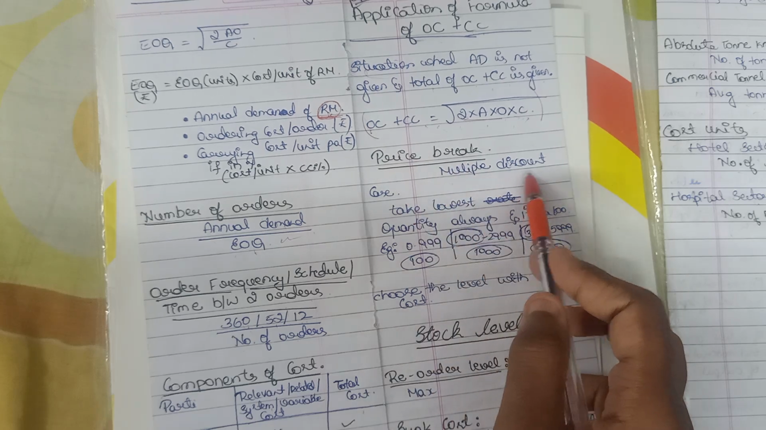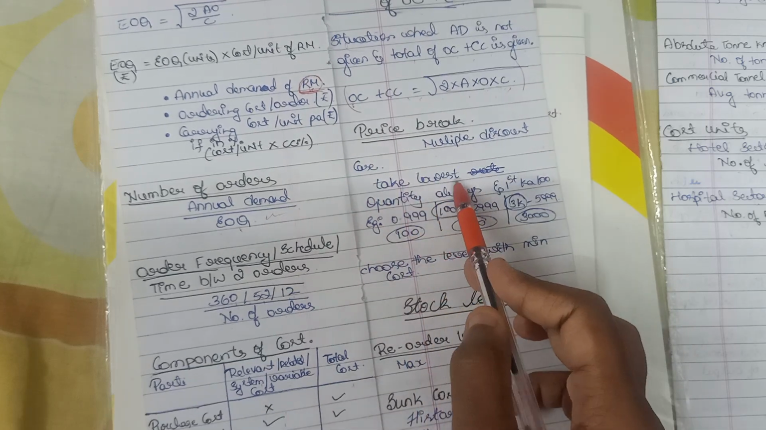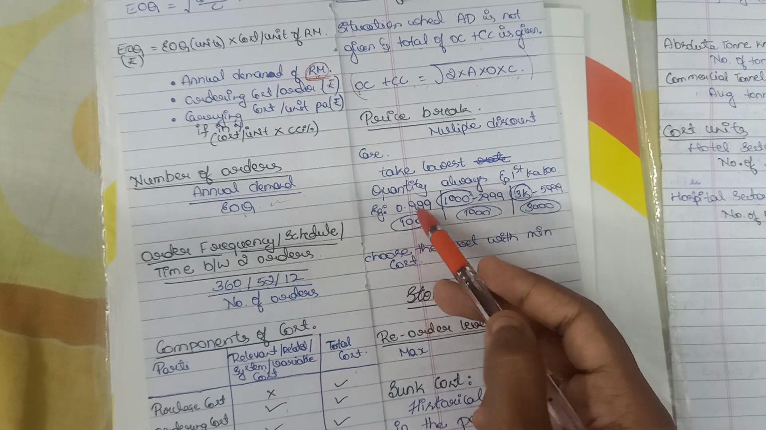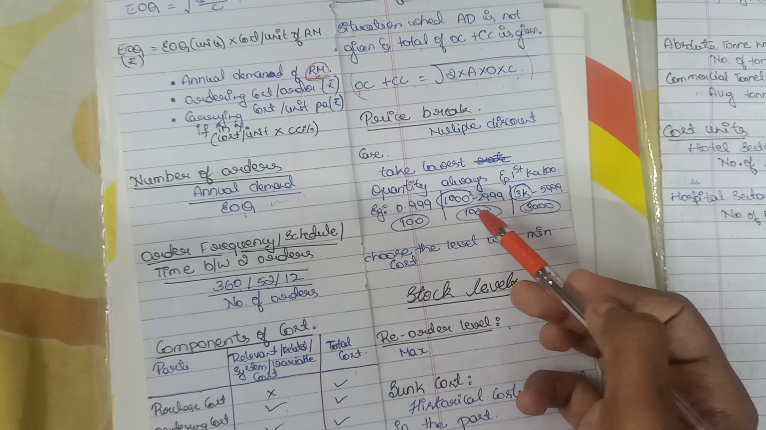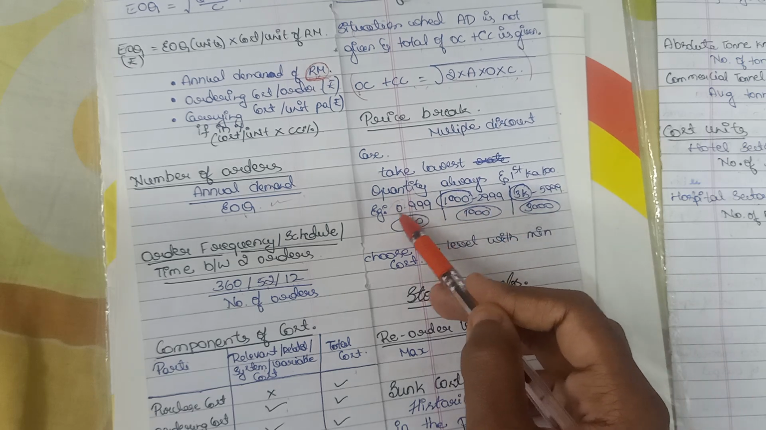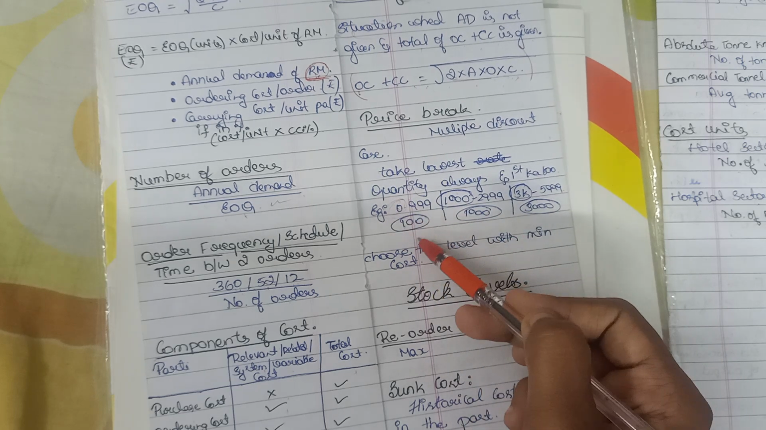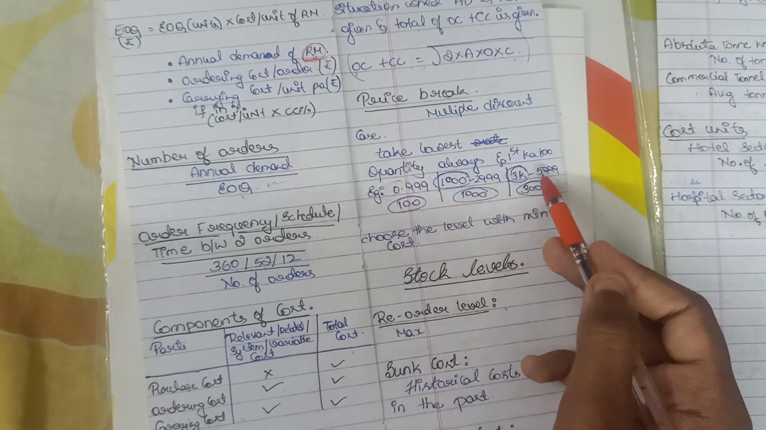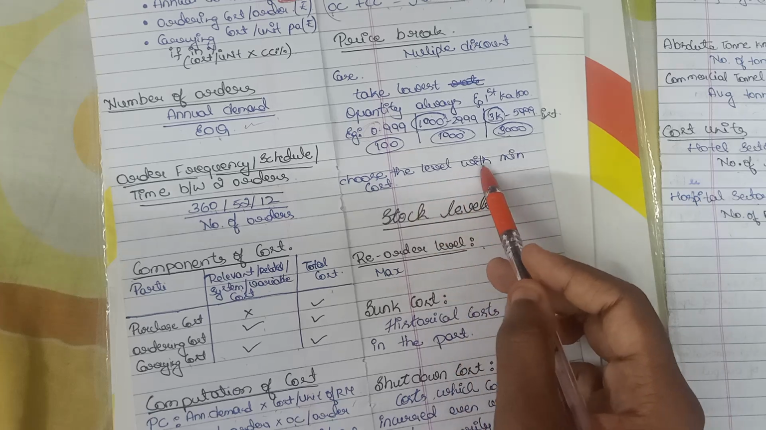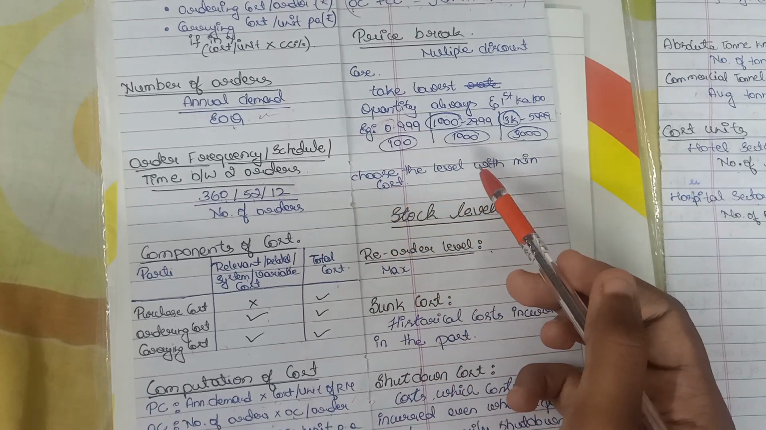Price break, that is multiple discount case, take lowest quantity always. And if they have given 0 to 999, we will be taking 100 in this case. In case of 0, we will not be taking 0, right? So we'll be writing 100. In cases like this, we'll be writing 1000. Here we will be writing 3000. Choose the level with minimum cost.